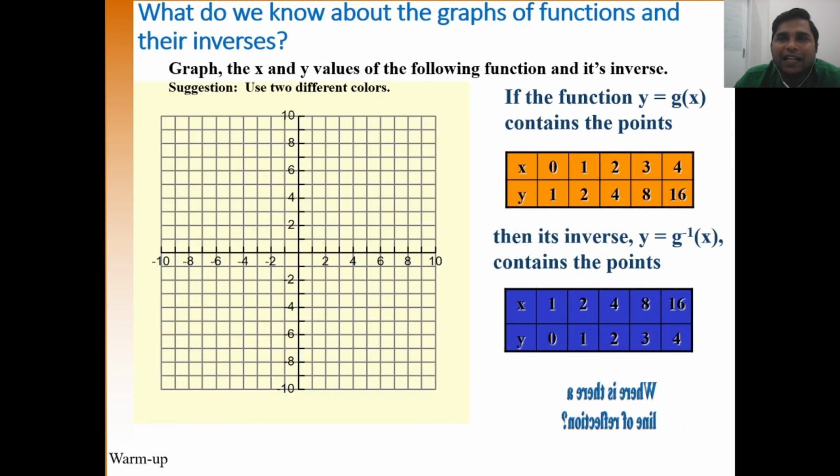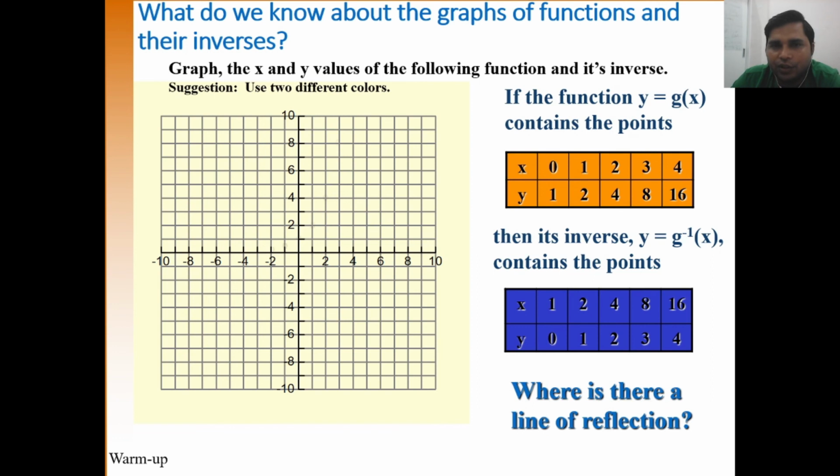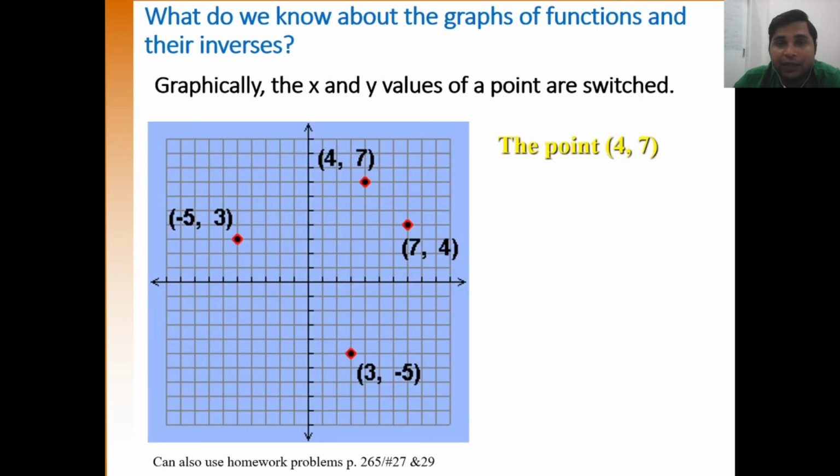How do we know the graph of functions and their inverse? In other words, what is the relation between a function and the inverse function? The function and the inverse function are reflections of each other around the line y is equal to x. In other words, they are symmetrical about the line y is equal to x. Any function whose inverse is defined, they will be mirror images of each other around the line y is equal to x.